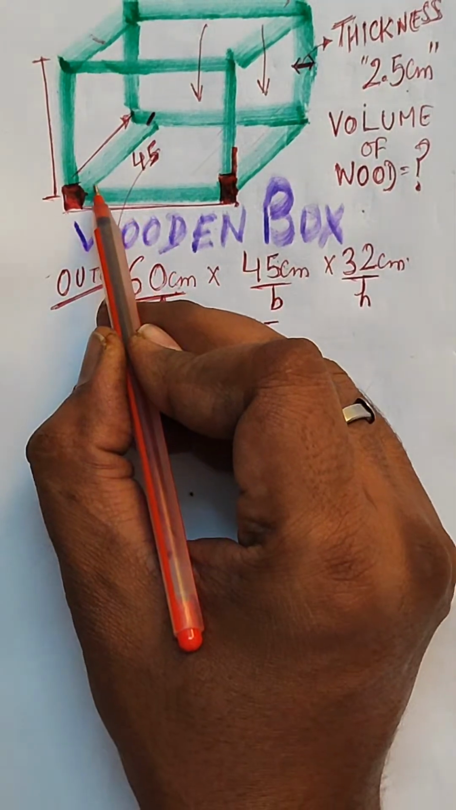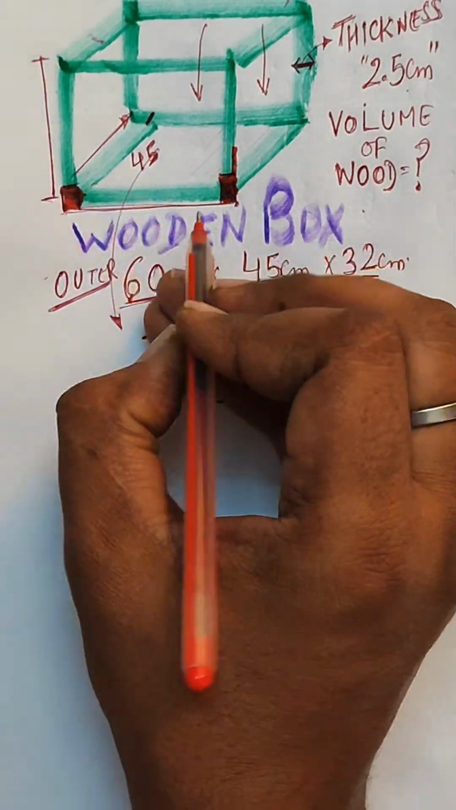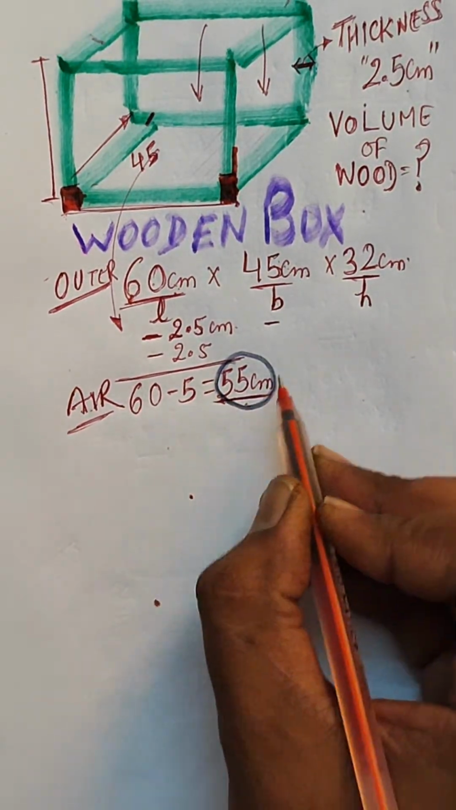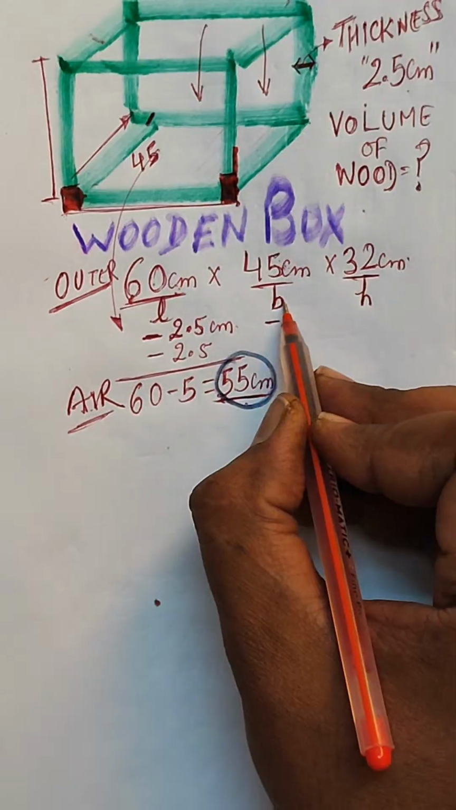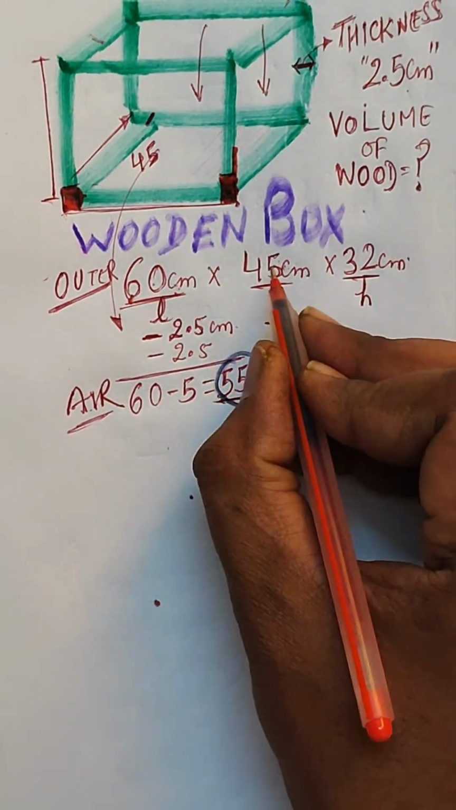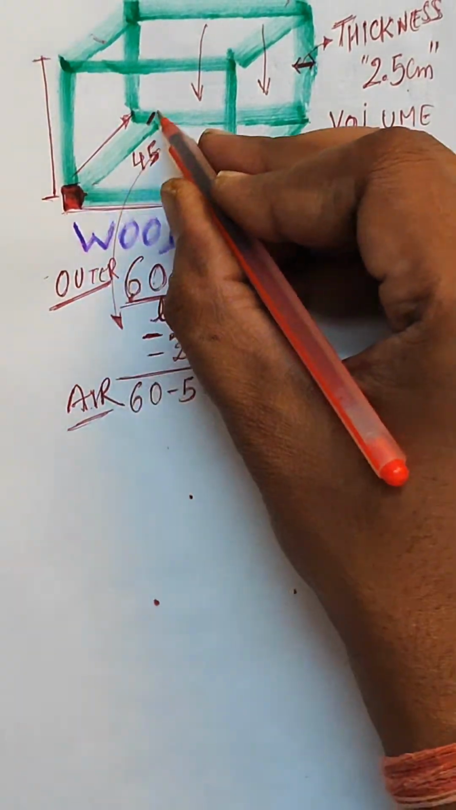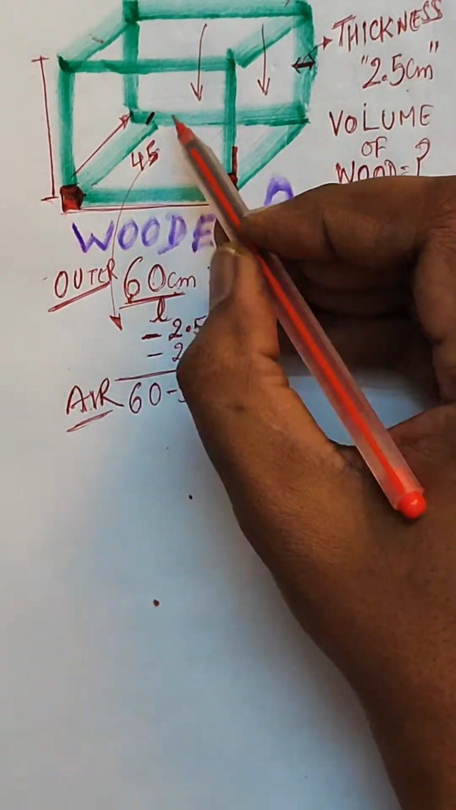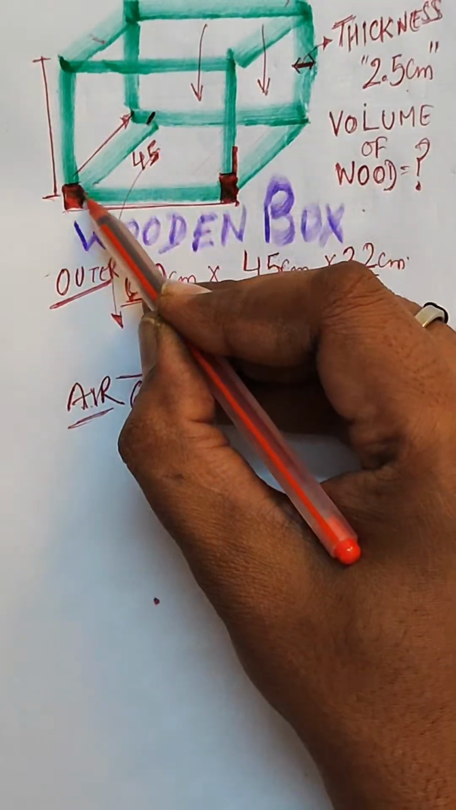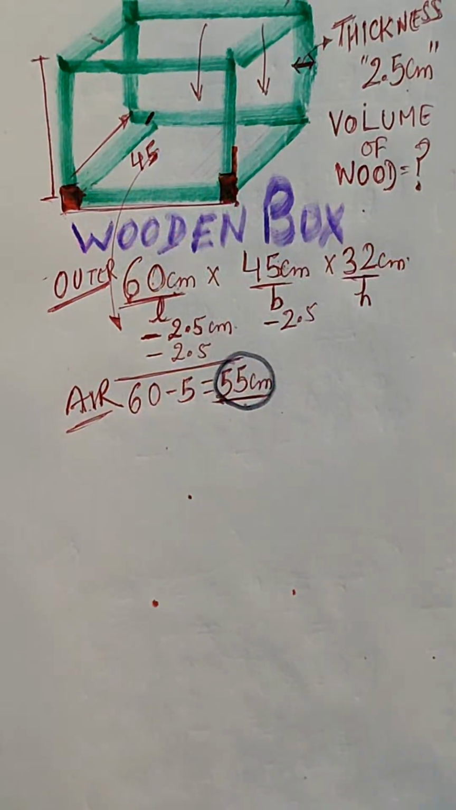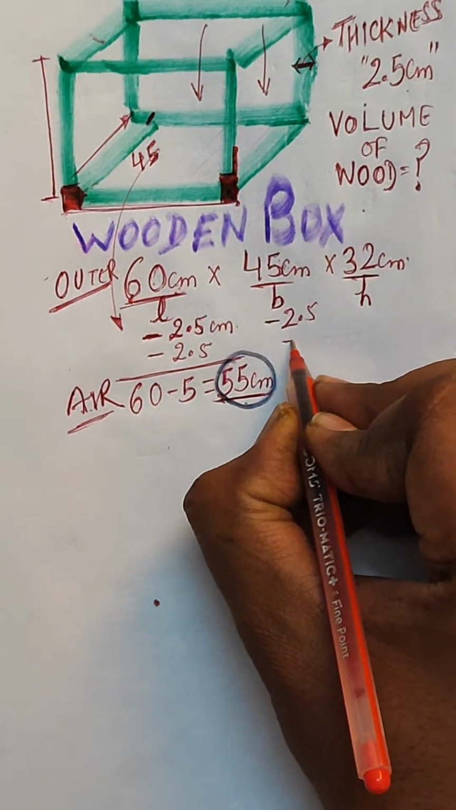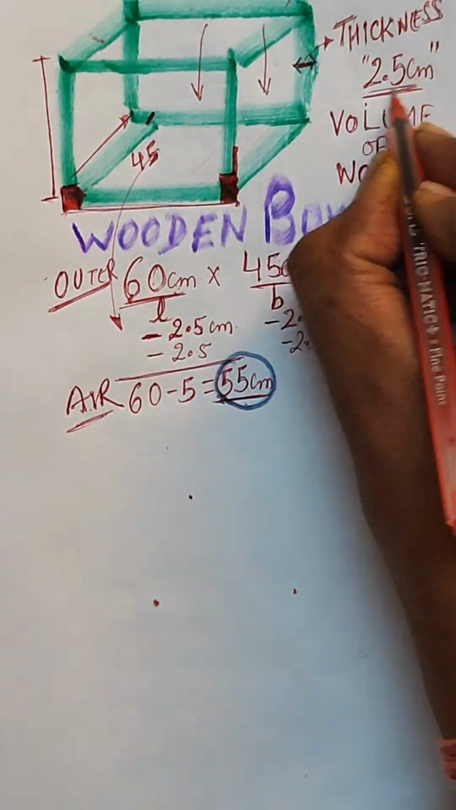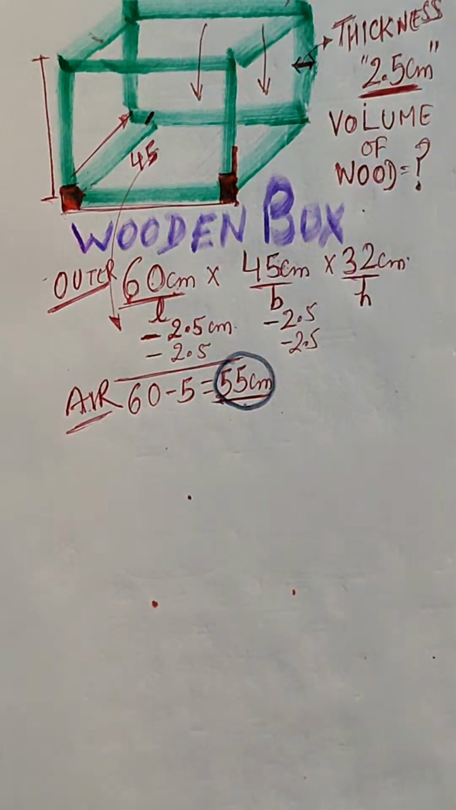The length which is available to us for use is not 60 but it's 55. Similarly, the breadth which is available for us to use is not 45 but the thickness will be removed from both the sides, from one side here and another side here, right? So minus 2.5 and minus 2.5, because this is the thickness. This is the thickness. Okay.